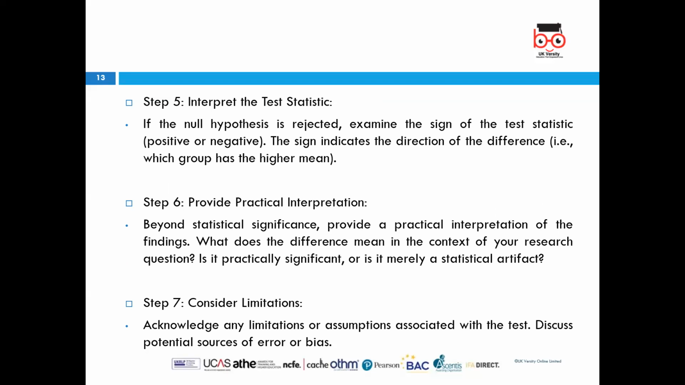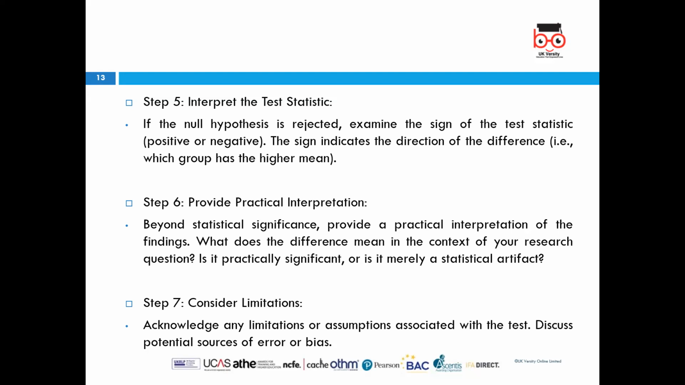Then the test statistic is also interpreted, which means if the null hypothesis is rejected, you need to examine the sign of the test statistic, which indicates the direction of difference. For example, if the results obtained for a correlation test are statistically significant, and you see a positive association, which means that the dependent variable and the independent variable relationship is positive. That means impact on one also impacts the other. So that is how you interpret the test statistic.